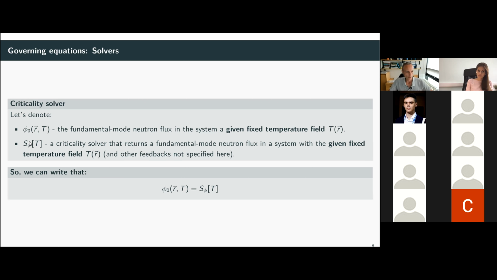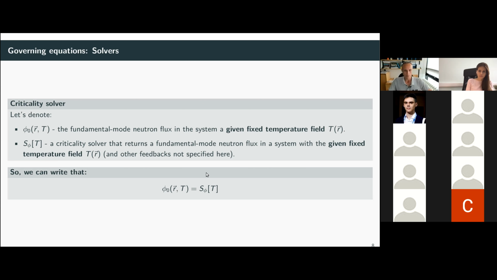And then I'm going to denote the criticality solver by S phi. Yeah, so S like solver, and solver for flux. Right. So that will basically return the fundamental mode flux for a given temperature field. Right, so I'm going to write this equation. It's kind of like the criticality equation, very simplified here.